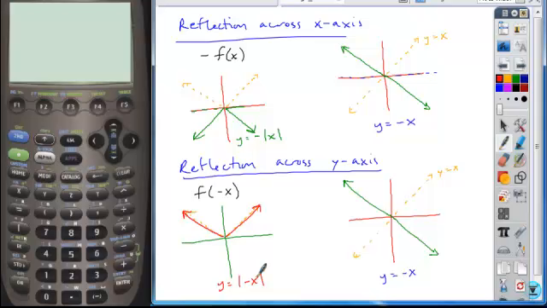Now, is that consistent? Is that something you would expect? Is the absolute value of negative x equivalent to the absolute value of x? Yeah, it doesn't matter, right? But it's consistent with these reflections.